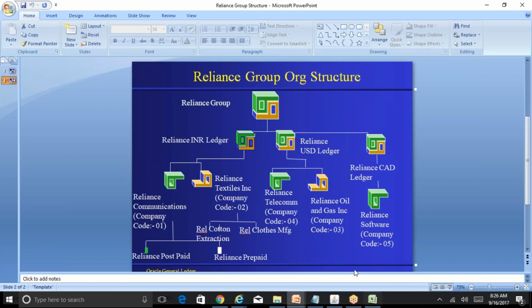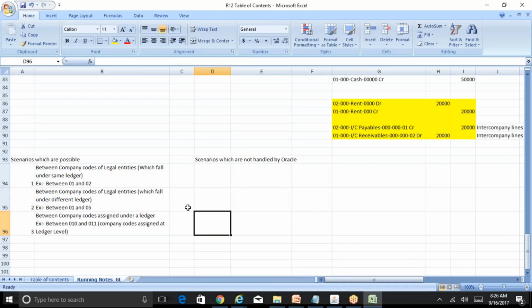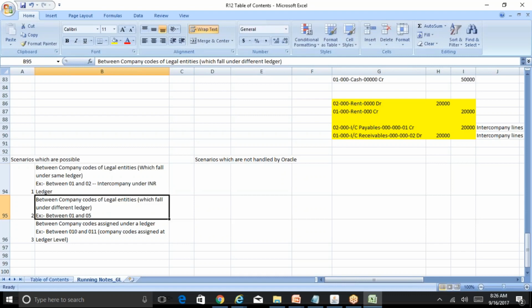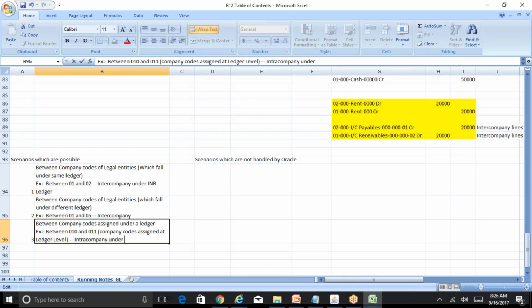Okay. The list you are making in that Excel, is it intercompany or intra-company? I'm talking about both intercompany as well as intracompany. Okay, I can mention here. So this is intercompany under the INR ledger. This is also intercompany. Yes. This is intracompany.